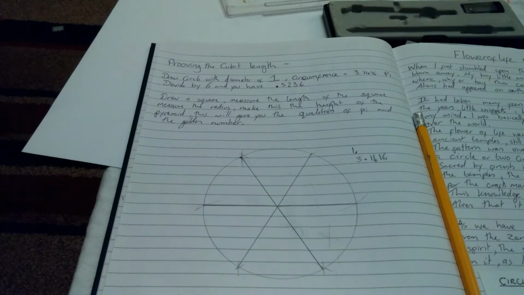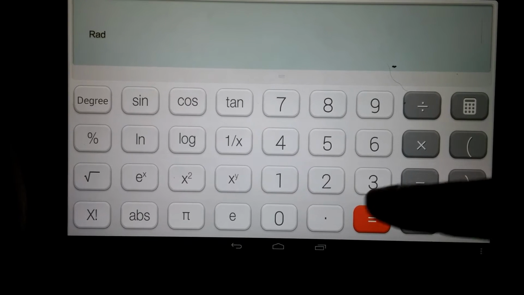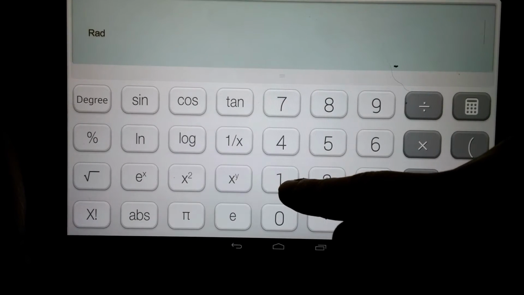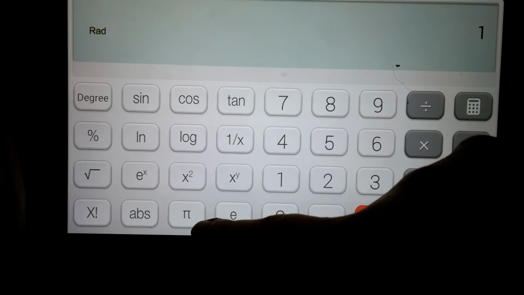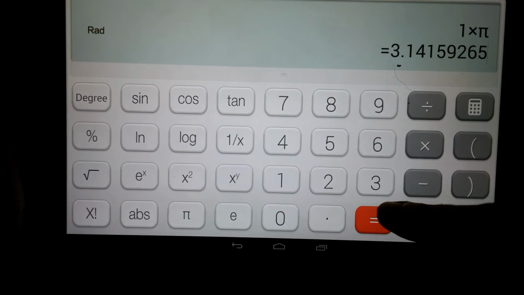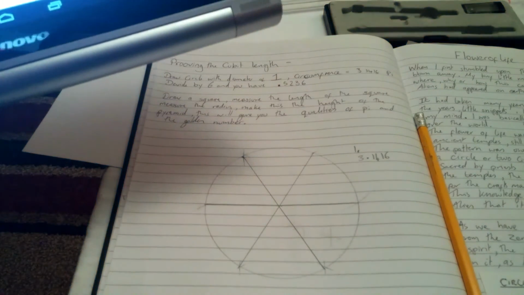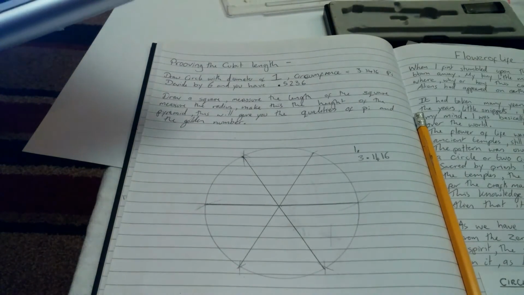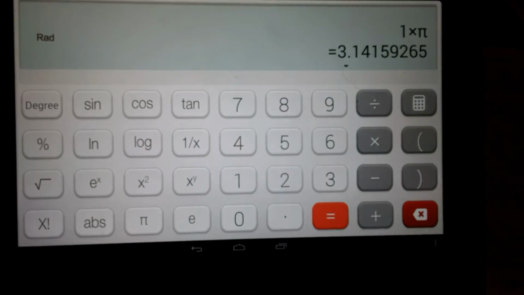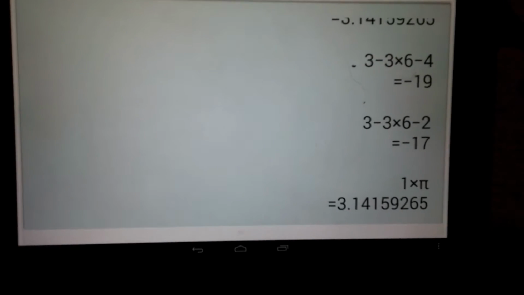So I'll go and get a calculator to show you. So here we have a calculator and tablet. We're going to take a unit of 1 and find out the pi. Okay, right, 3.1415. Have I got that right? Yeah, so it goes to 9, so I've rounded it to 6, okay? Whoops, don't know what I've done there.